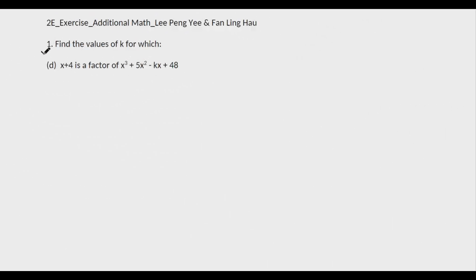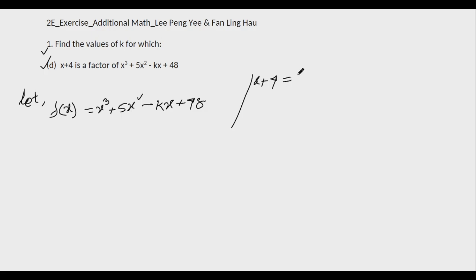Now let's solve 1d. As before, we should let x as a function. f of x is equal to x cubed plus 5x squared minus kx plus 48. First, we should find the value of x by putting x plus 4 is equal to 0. So here we will get x is equal to minus 4. So instead of x, we should put the value of x, and that is minus 4.